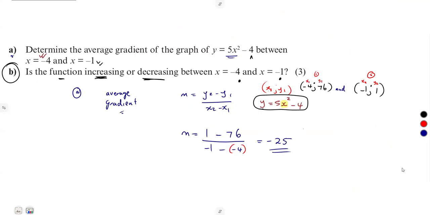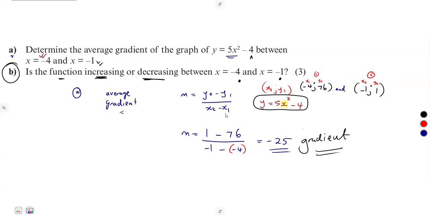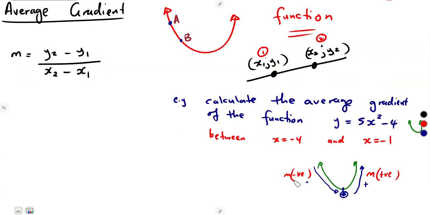So in between -4 and -1, we have -25, which represents our average gradient. Can this help us to tell whether the function is increasing or not? Yes, the gradient can help us. Remember, if m is negative, that's a decrease. If m is positive, that's an increase.